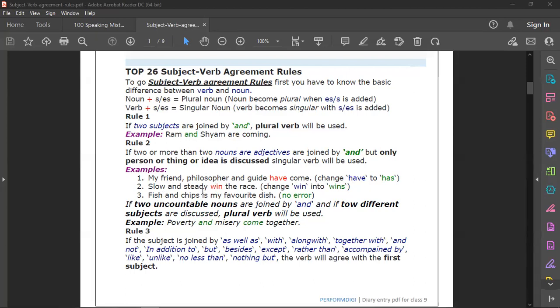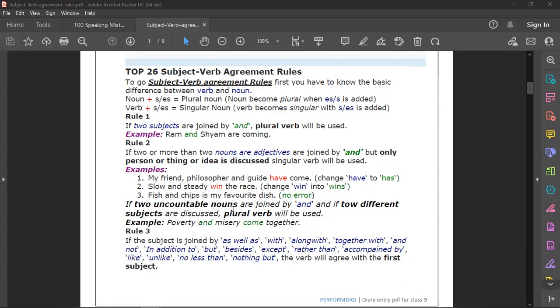Then, slow and steady wins the race. It will be wins the race, because slow and steady is like a single thing, like time and tide, slow and steady, bread and butter, which consists of two different nouns, but it covers only one phrase. Then fish and chips is my favorite dish. It has no error. Fish and chips, both of them are the same one, combined.